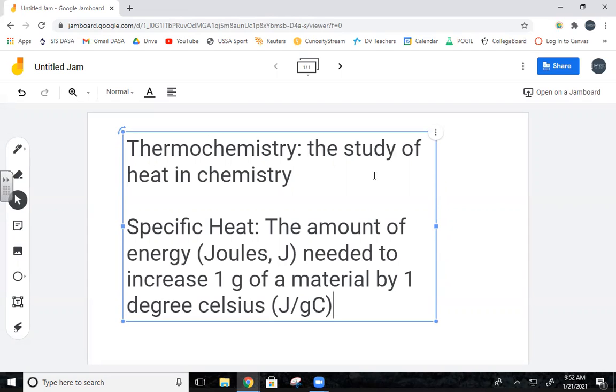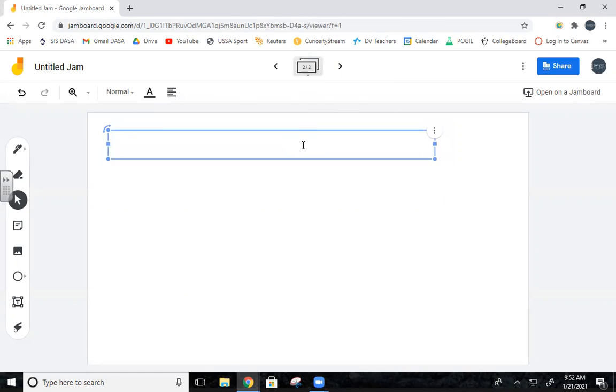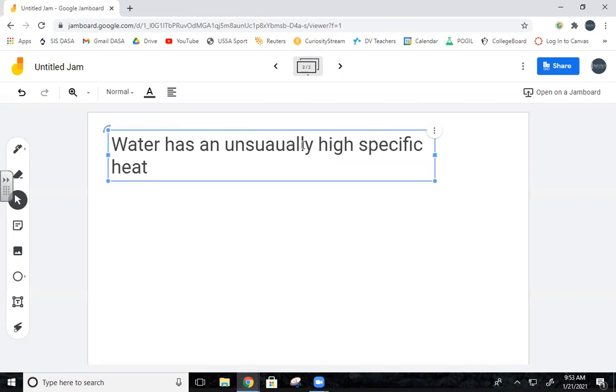And why do I mention water? Okay, why did I mention water? Well, water has an unusually high specific heat. That's not how you spell specific. Specific heat. Okay? Pacific heat. No. It's the Pacific heat of the specific heat. The specific heat of the Pacific. All right, anyway.